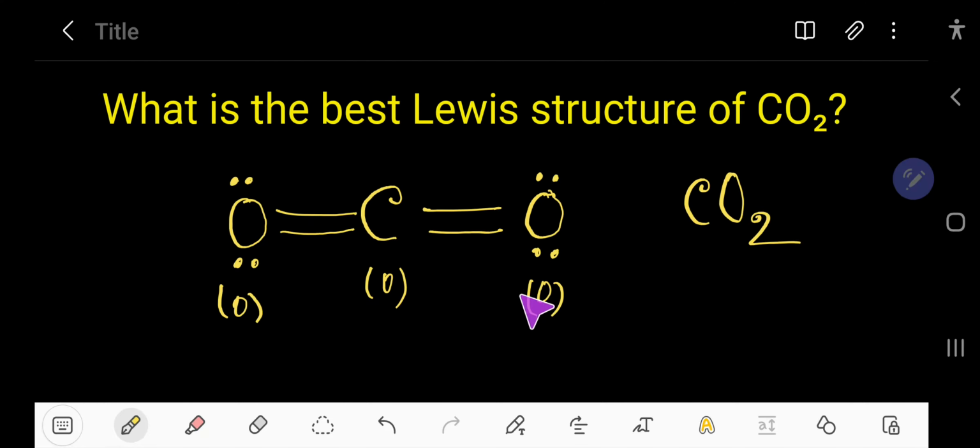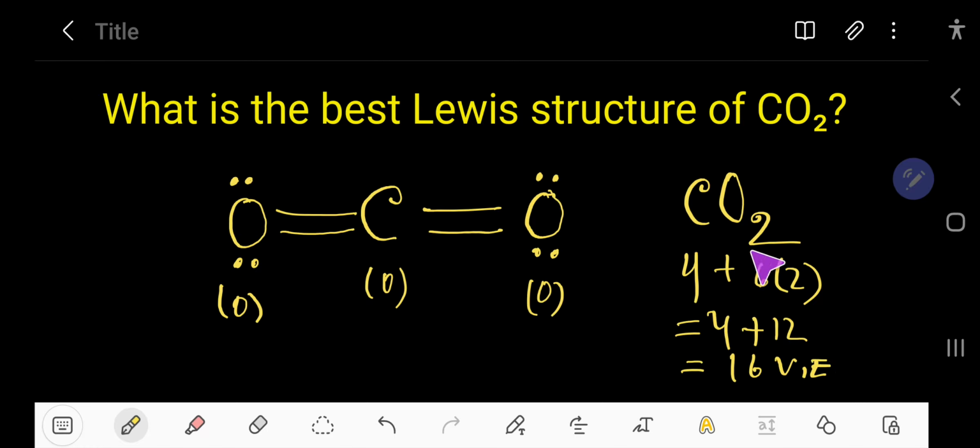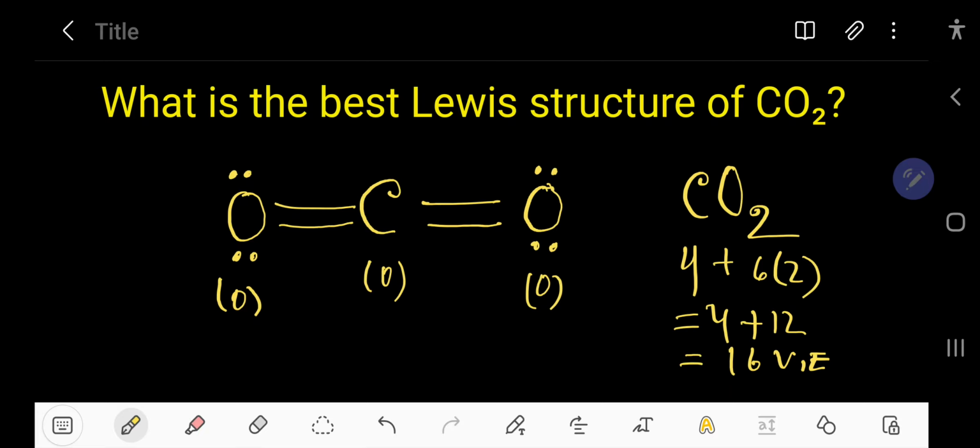So let me show you the step-by-step method to draw the base Lewis structure of CO2. So look, in the CO2 molecule, we have 4 valence electrons for carbon and 6 valence electrons for each oxygen. So basically we have 4 plus 12, that is 16 valence electrons totally for the carbon dioxide molecule, right?